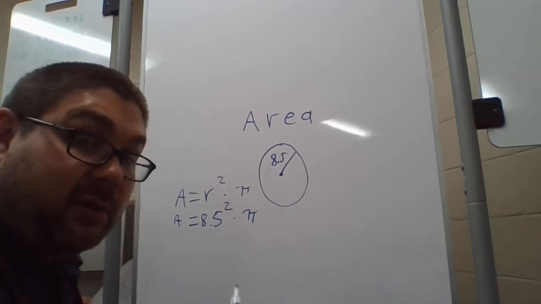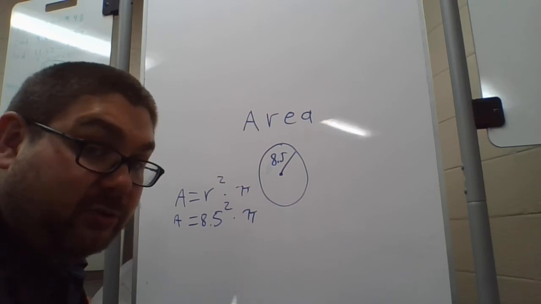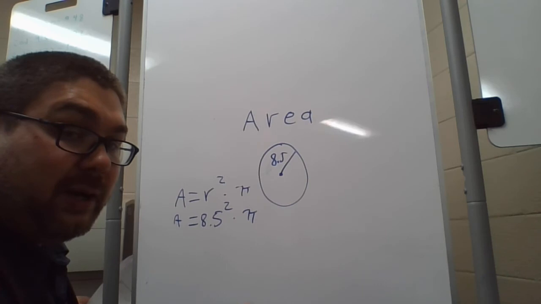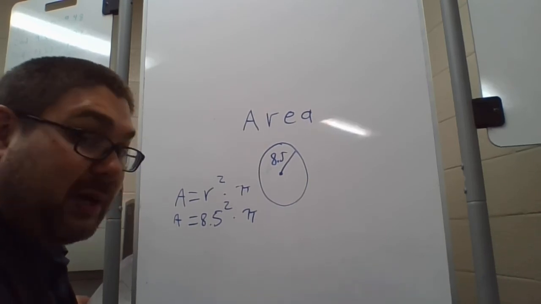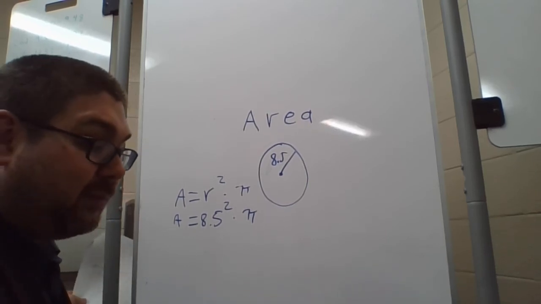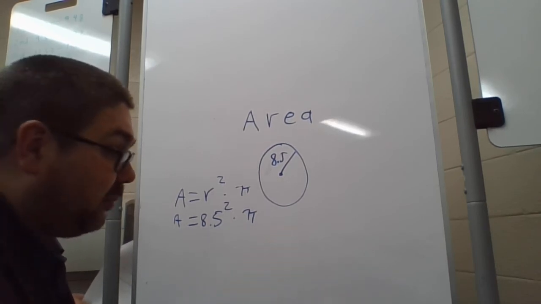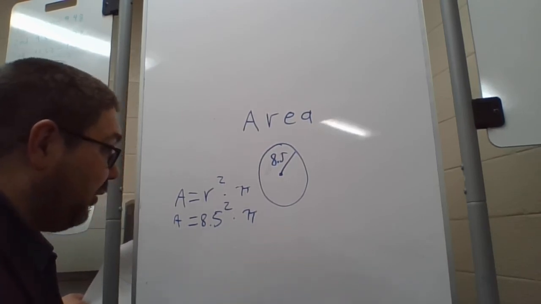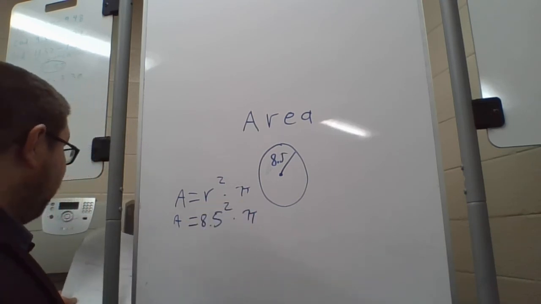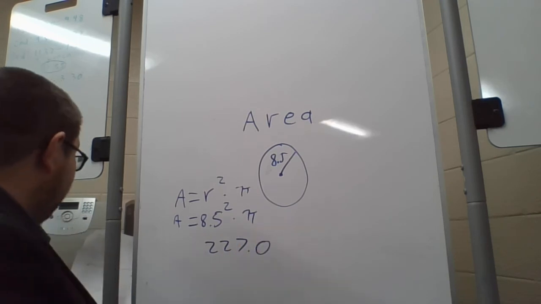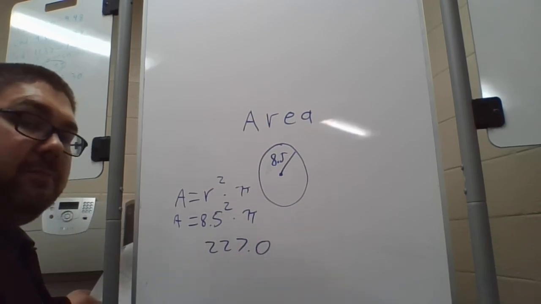Here it matters because order of operations includes exponents. Make sure you put 8.5 squared, do the second power, times pi. Or you could put pi times 8.5 squared. But you've got to have that square in the correct place and only square 8.5. Okay, put that in a calculator. It should give you something around this, 227.0.